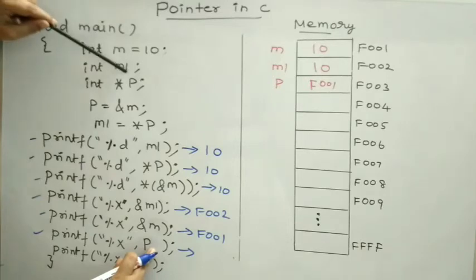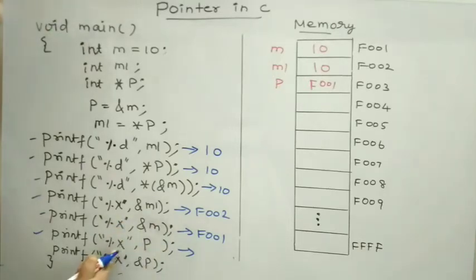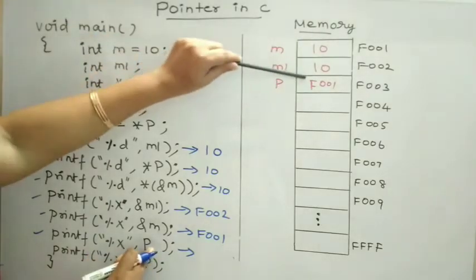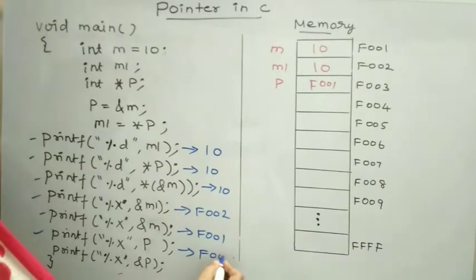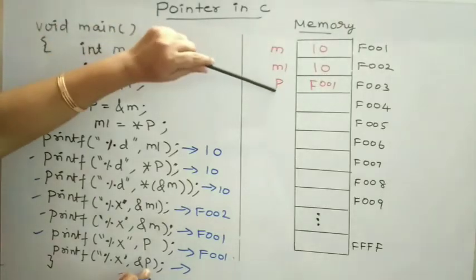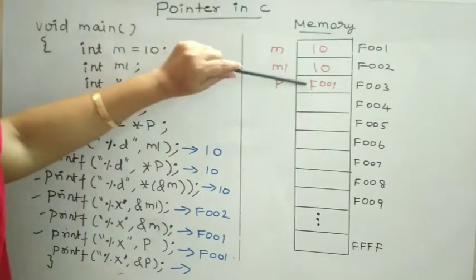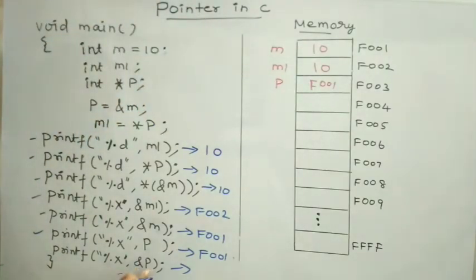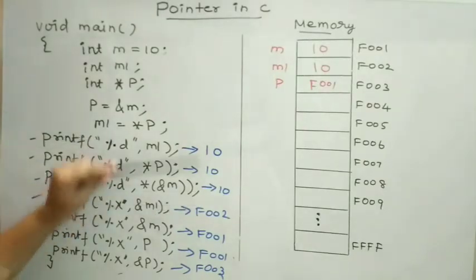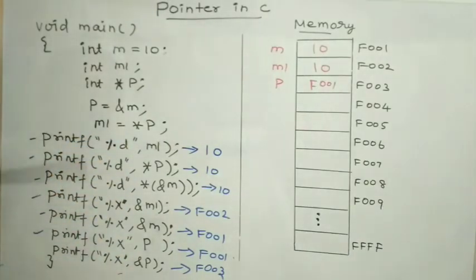And then the next statement prints the value of p. p is basically a pointer variable which contains a memory address, so I have used the control string %x. What is the content of p? The content of p is the memory address F001. And then the address of p. Basically this pointer variable has also been assigned a memory address. The address of p is F003, the content of p is F001. This memory address operator will fetch the address of p, that is F003. So these were all my outputs for the corresponding output statements.